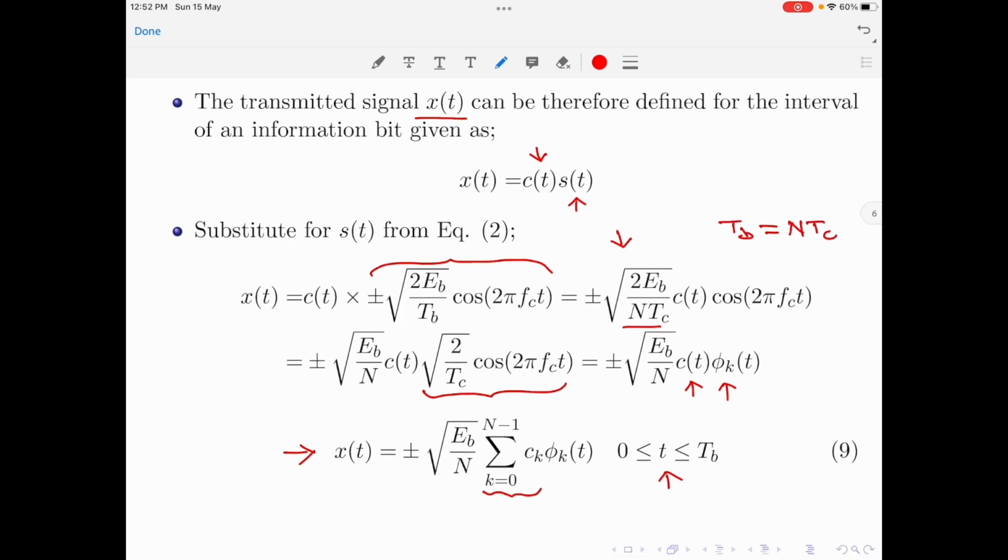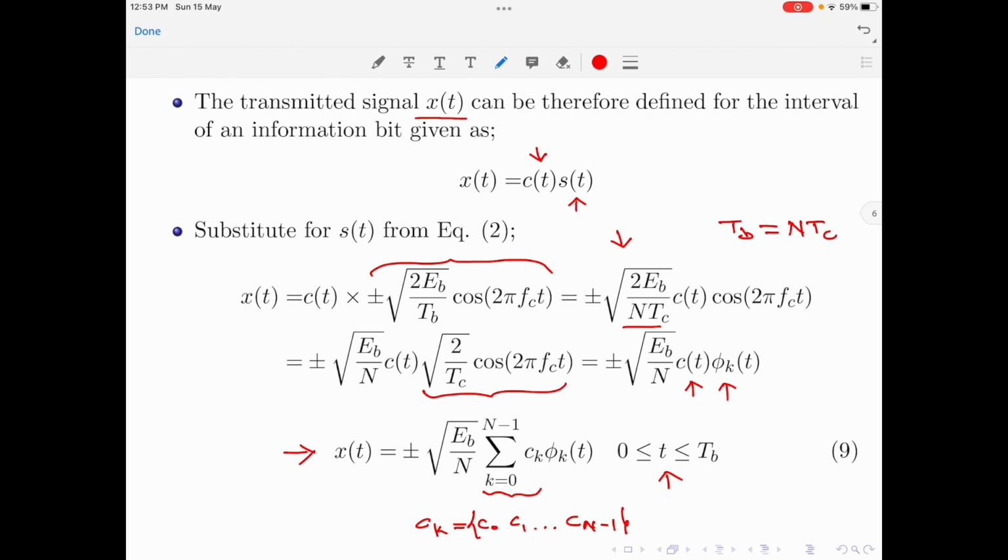As previously said, Eb here represents the signal energy per bit. The positive sign corresponds to the transmission of bit 1, the negative sign corresponds to the transmission of bit 0, and the sequence ck, which is given by c0, c1, etc. till c N minus 1, represents the PN sequence.